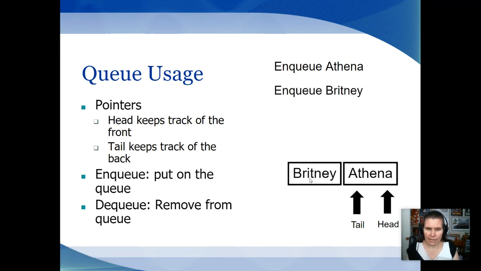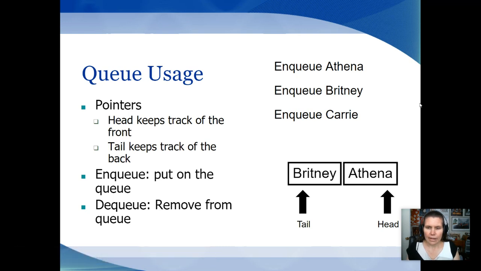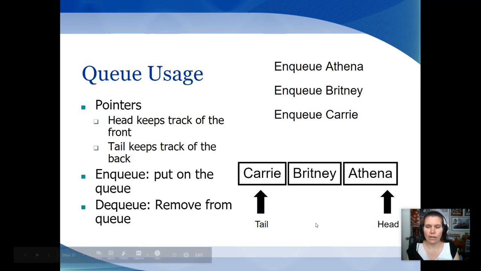That means Brittany goes to the end of the line, and we push the end of our line, our tail, back to point to Brittany. Now we do Carrie. Carrie gets added to the end of the line, and once again we change our tail pointer to point to the end of the line, which is now Carrie.